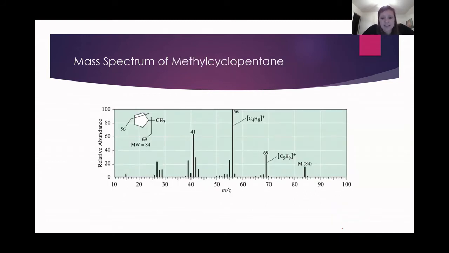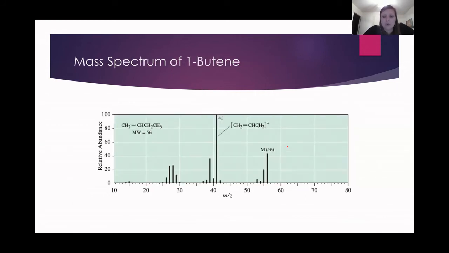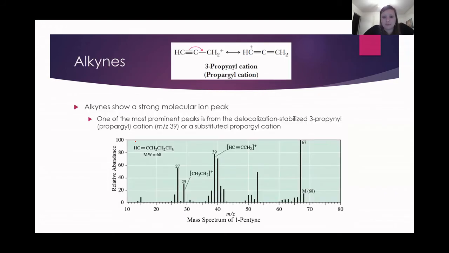Methylcyclopentane, you can see that this gets cut in several different ways with a base peak at 56 and an M+ peak at 84. Butene is going to get split at a molecular ion of 56 and a base peak of 41. That base peak is the loss of a methyl group.